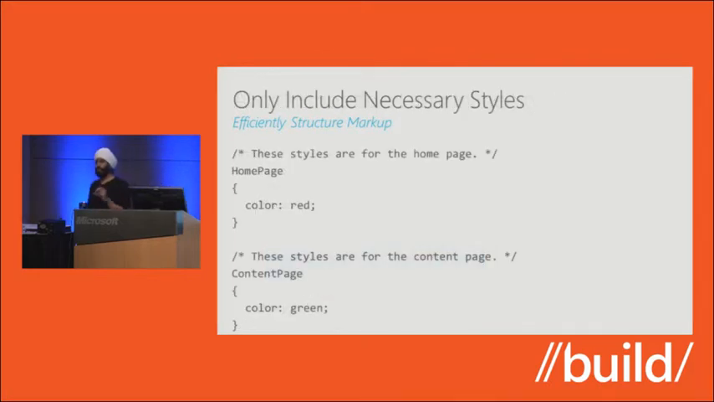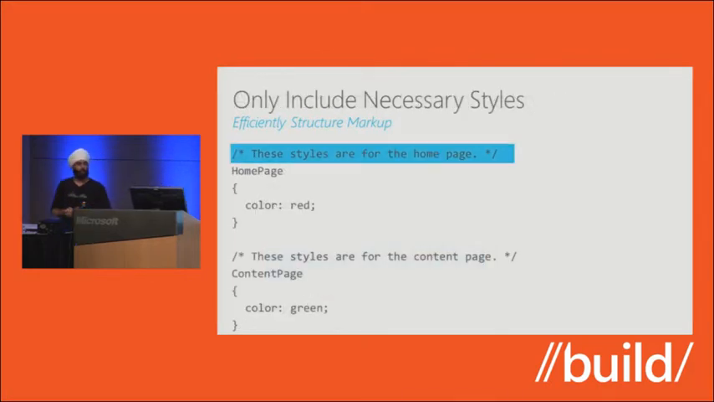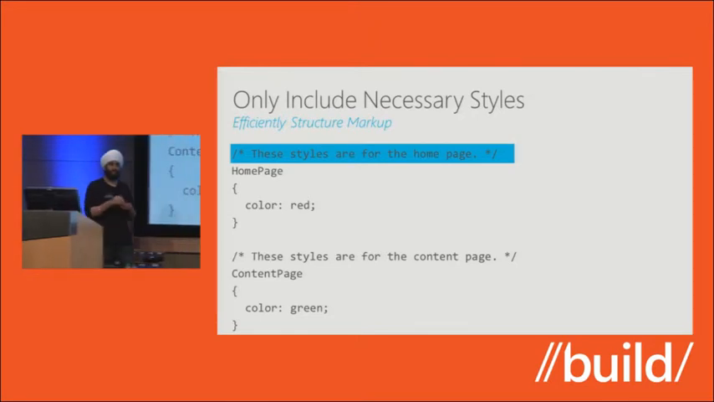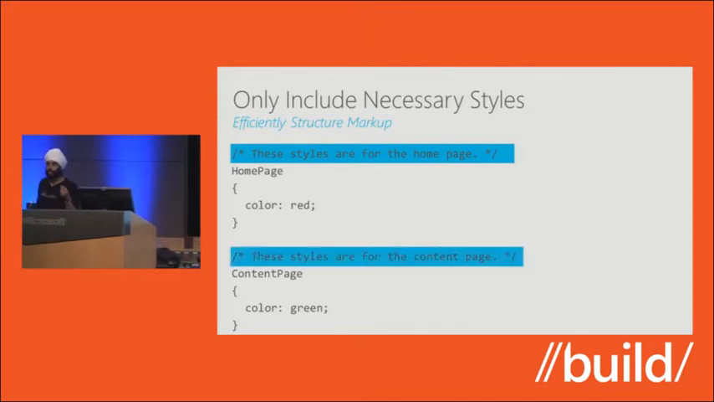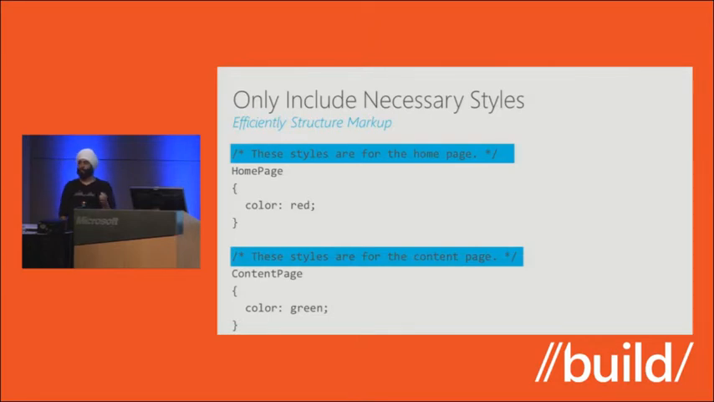Only include the necessary styles you need in the page. Many sites have a very large CSS file that's shared across all of their sites. You can think of this as the global style information. We can all be lazy at times and put style information in a place where it's not the most appropriate. In this example, I have styles for the home page and the content page in the same style sheet. The top news sites in the world use this pattern today.